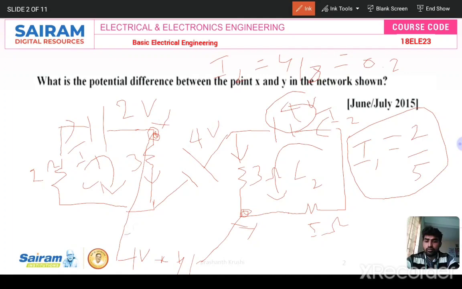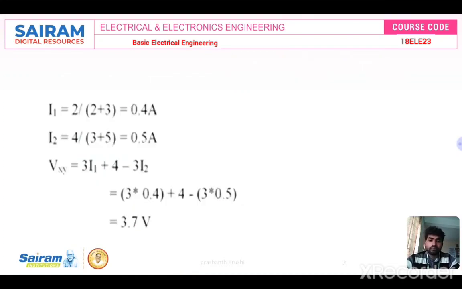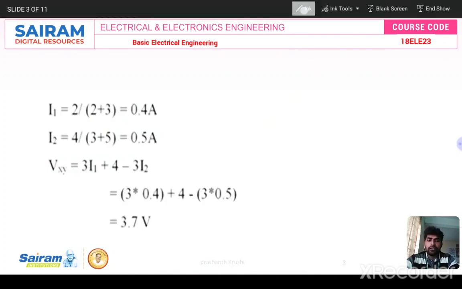Consider one complete loop. I'll tell you how to take this loop and how to solve the problem easily. Just see here, I1 is 2 by 2 plus 3, that is 0.4, and I2 is 4 by 3 plus 5, that is 4 by 8, you will get 0.5.